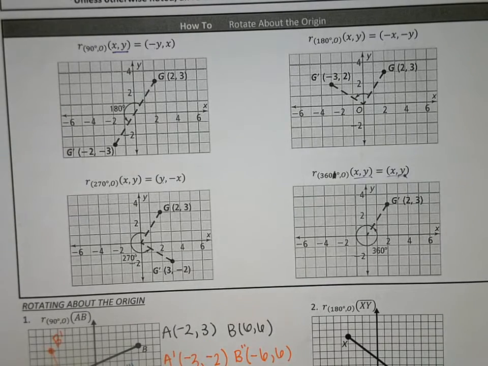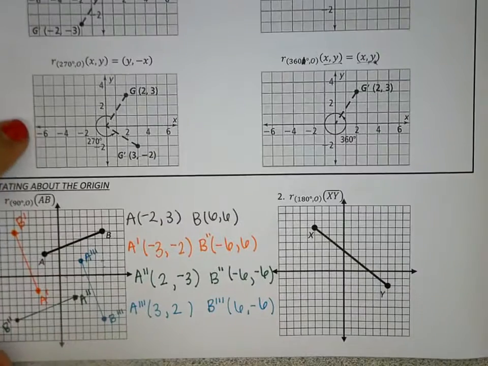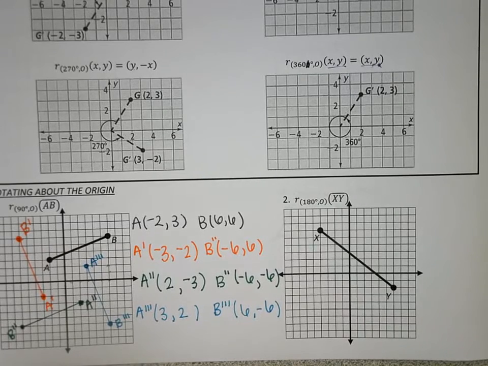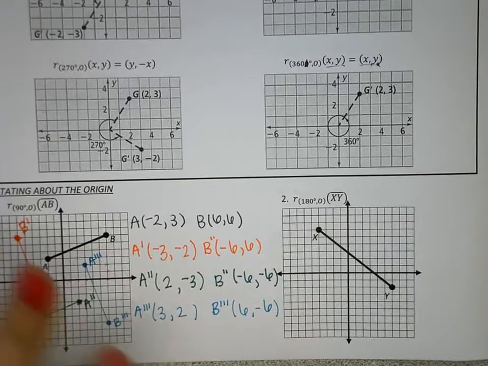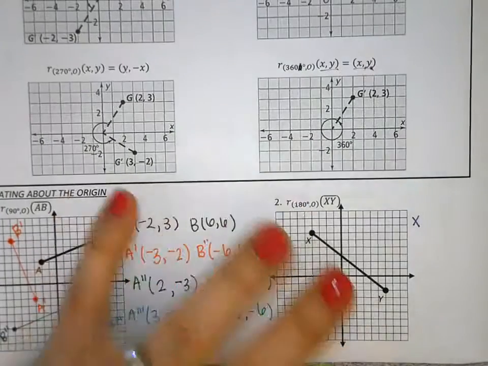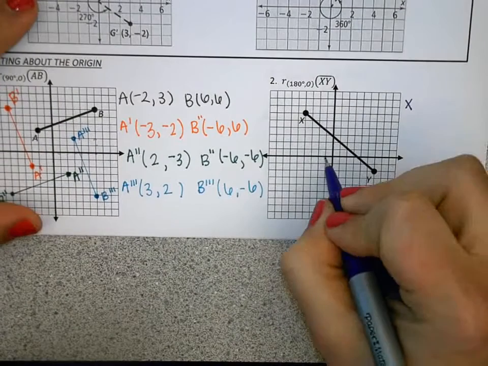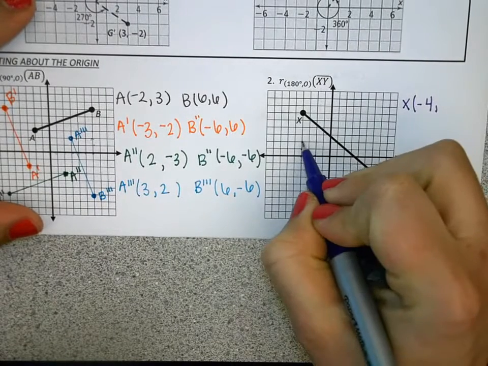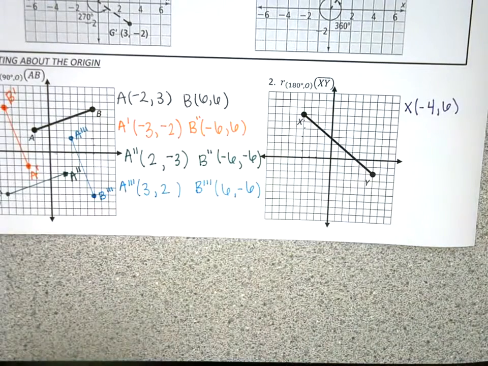Okay, so we're going to do number 2. We're going to rotate segment XY 180 degrees without the patty paper. So here's how I do it. I always start with writing my X and my Y coordinates. My X coordinate is at negative 4, and positive 6. So always start with writing the X and the Y coordinate.